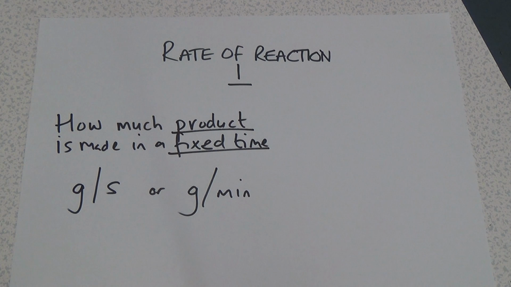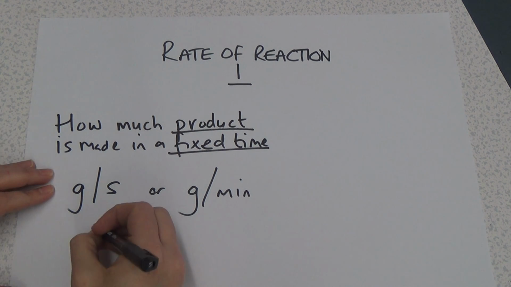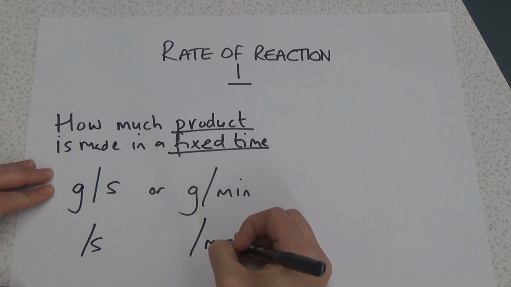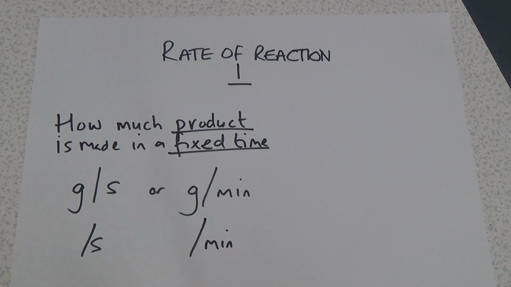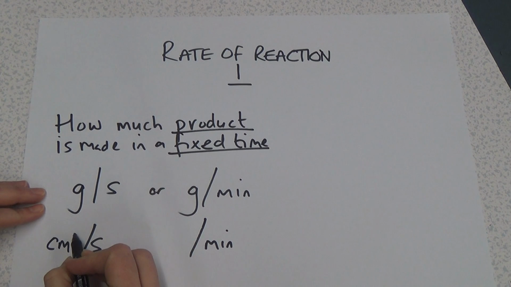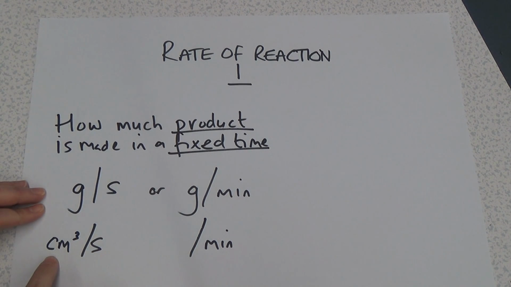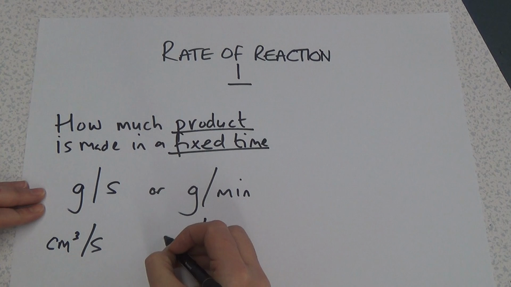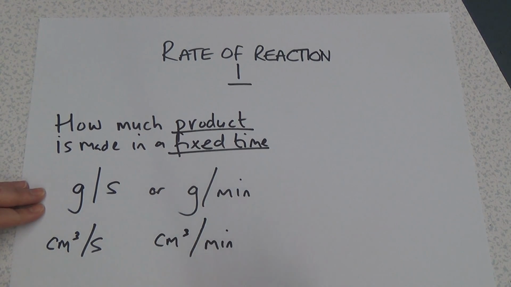When it comes to volumes of gas, you tend to see units that are similar, in other words, per second or per minute, but because we're talking about gas volume, we're talking about the number of centimetres cubed of gas produced per second, or the number of centimetres cubed of gas being produced per minute. So units are quite important, and being able to see how you can calculate rate from a graph and how you can work out the unit from that graph again is a very important skill.